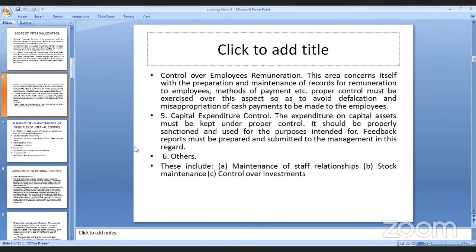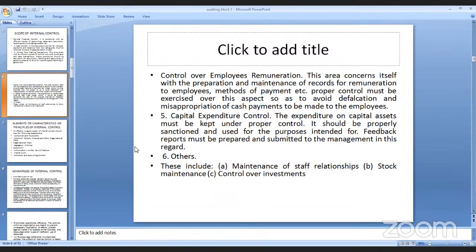Next is stock maintenance. Another internal control aspect is stock maintenance. When there is a need in the purchase department or in the production department, then according to the need of the department, they need to maintain the stock. Next, control over investments. If we are investing in a particular transaction, like in assets or in stock, it must not overflow.